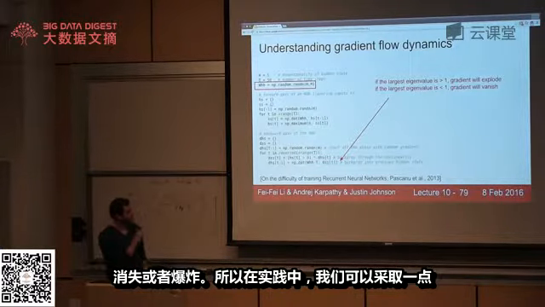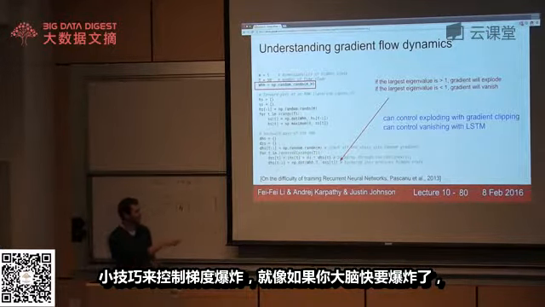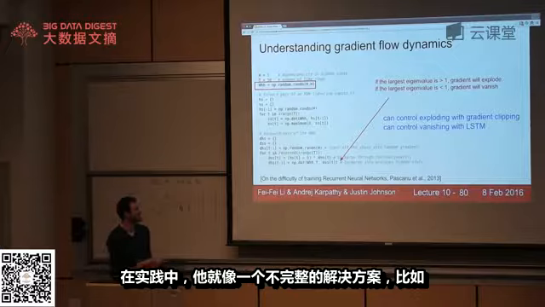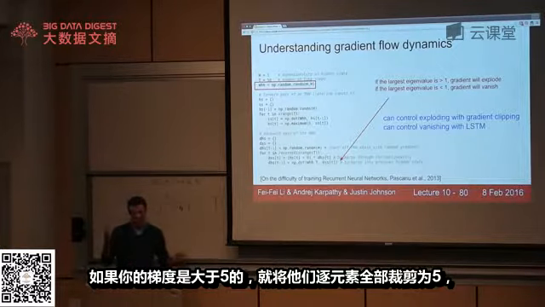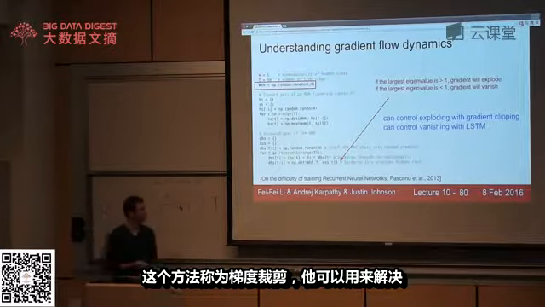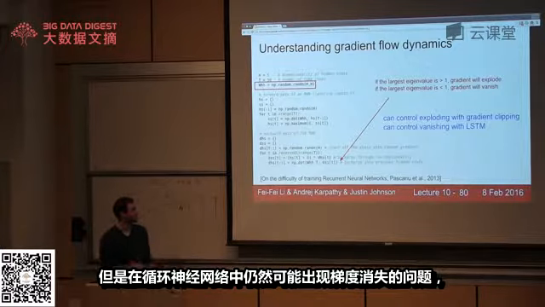And so in practice, the way this was handled was we can control the exploding gradient. One simple hack is if your gradient is exploding, you clip it. People actually do this in practice. It's a very patchy solution. But if your gradient is above 5 in norm, then you clamp it to 5 element-wise or something like that. It's called gradient clipping. That's how you address the exploding gradient problem. And then your recurrent nets don't explode anymore. But the gradients can still vanish in a recurrent neural network.